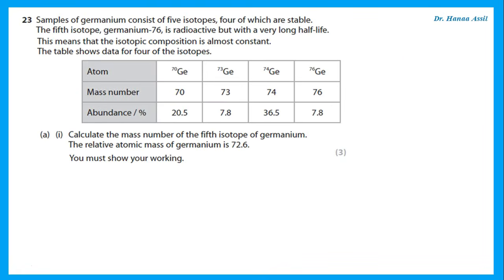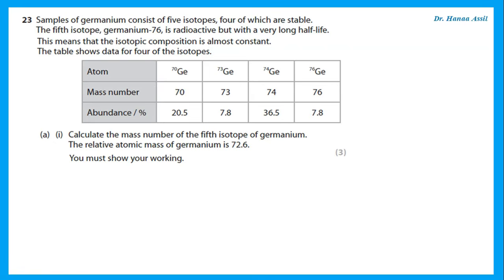Okay, this question says samples of germanium consist of 5 isotopes, 4 of which are stable. The 5th isotope is radioactive but with a very long half-life. This means that the isotopic composition is almost constant. Well, we're given information about the first 4 isotopes, and the question is, calculate the mass number of the 5th isotope of germanium, and the total relative atomic mass of germanium is 72.6.